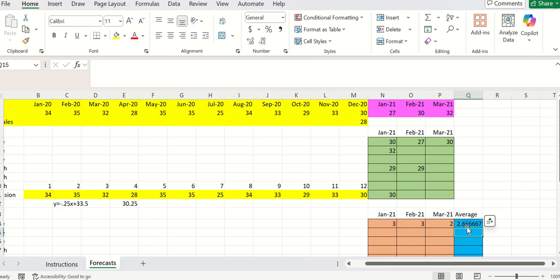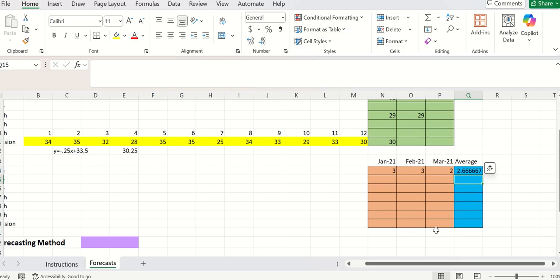If you end up with a negative value here in MAD, you have done something wrong, because it is the absolute deviation. How much absolute difference is there between what we forecast and what actually happened? Now you can see that you can do that for each and every one of the forecasting methods, and then choose the forecasting method that works best.